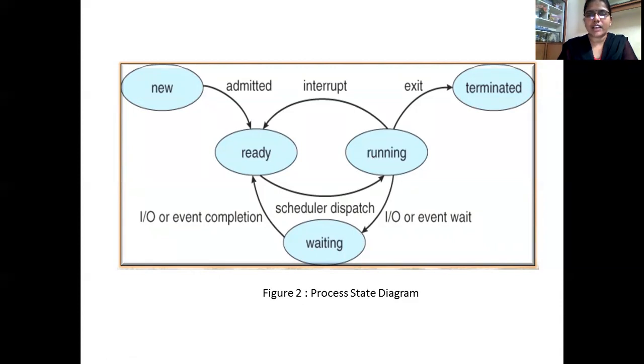Once the printer is available, the process from waiting state will be moved to the ready state, and from ready state it will again be moved to the running state. And after successful completion of the execution, the process is moved to the terminated state. So this is the life cycle of a process. Hope you all have understood this.